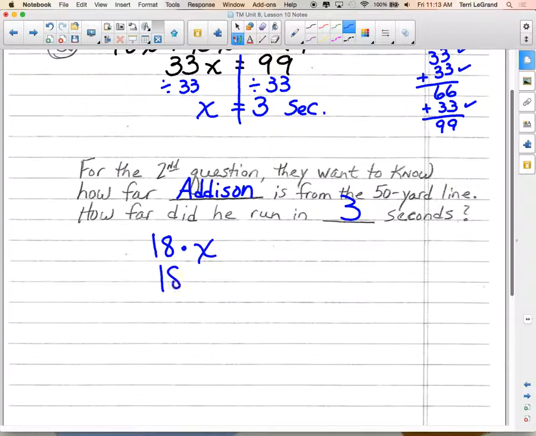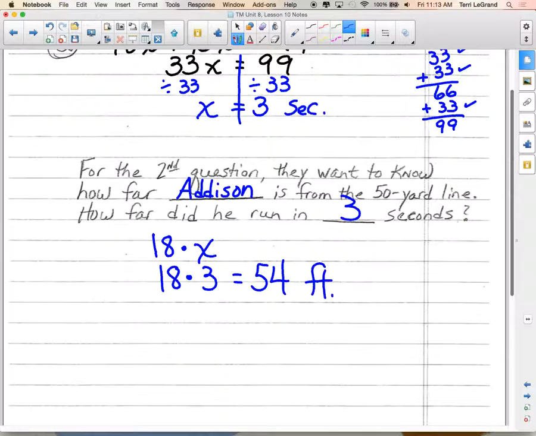So we're going to take 18 times 3, and that should tell us how many feet away from the 50-yard line where he started Addison is. So 18 times 3, what is that? 54. You guys are fast. 54 what? Feet.